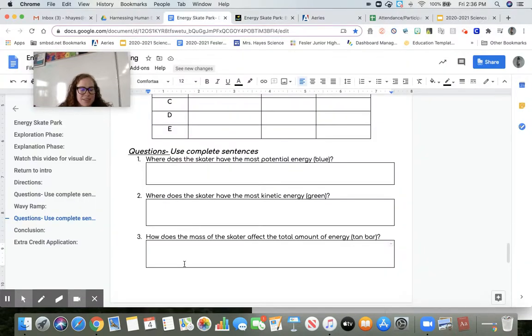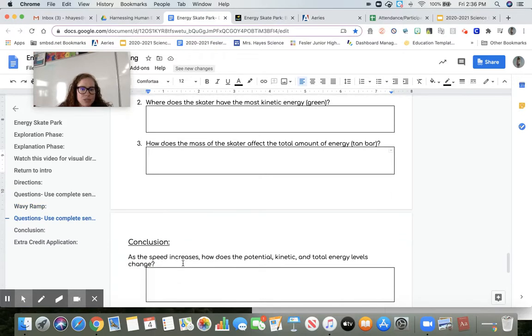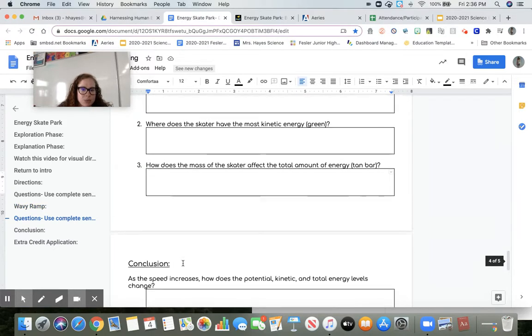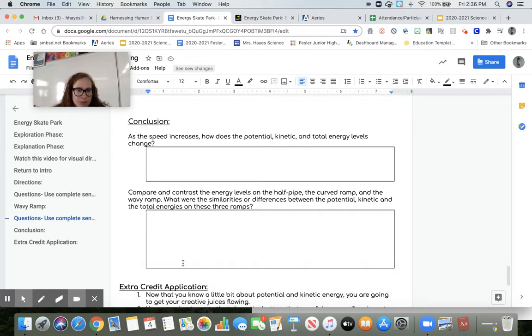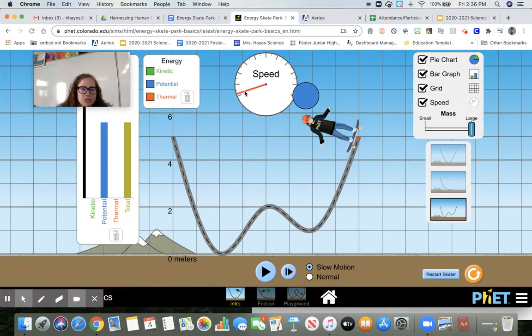All right. So that is actually the end of the ramp stuff. We have two conclusion questions. As the speed increases, how do the energy levels change? So potential and kinetic and total. We haven't really looked at the speed. So look at the speed right now. It's really low, and he's got all potential energy. So let's press play and see what happens.